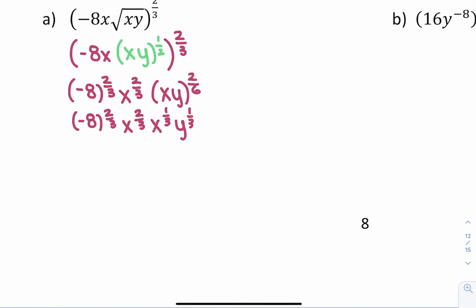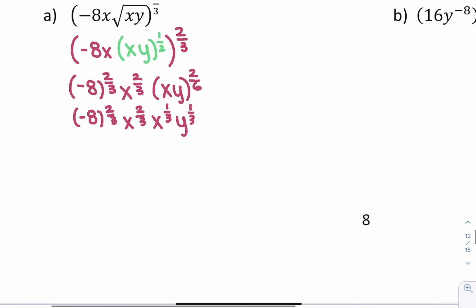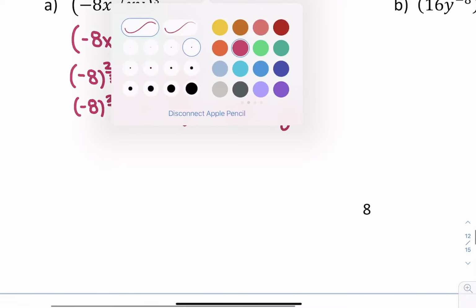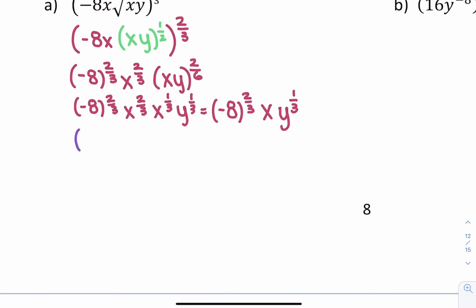So again, I can do a few things here. I'm going to combine my x's. So I'm going to say negative 8 to the 2/3, x, y to the 1/3. The last thing I need to figure out, I've kind of been putting it off a little bit, is this negative 8 to the 2/3. So there's a few ways I can do this. One way is that I know negative 8 is the same thing as negative 2 cubed. And I'm still raising it to the 2/3.